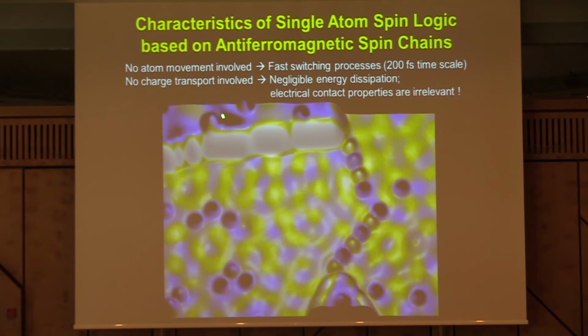They are ultimately fast because the time scale it takes for a single iron spin to flip on such a copper surface is only 200 femtoseconds, which we measured directly with time-resolved STM. And moreover, for these spin operations, we have almost negligible energy dissipation. And moreover, contact properties are totally irrelevant because we only operate on the spin degree of freedom. There's no charge transport here, so we don't have to worry about contact resistances.